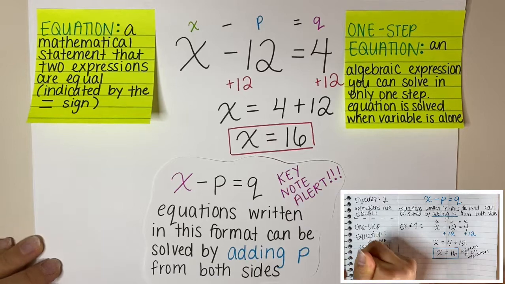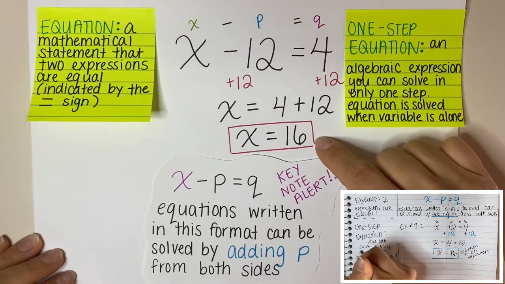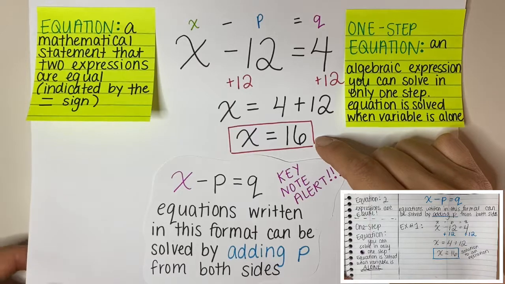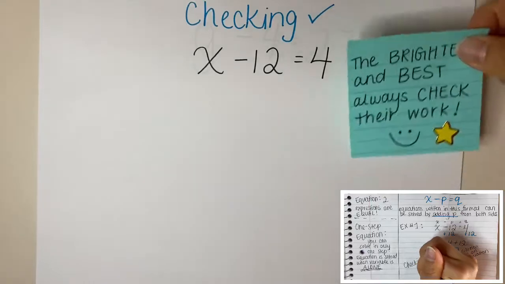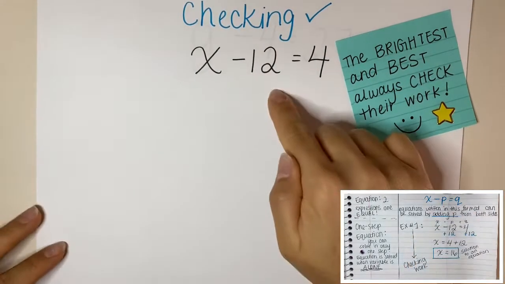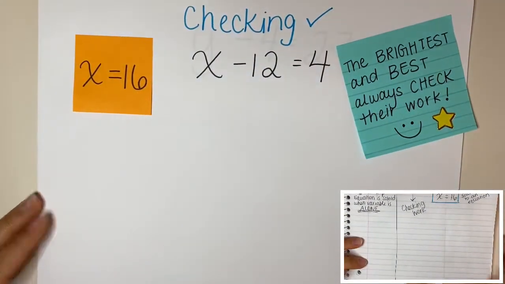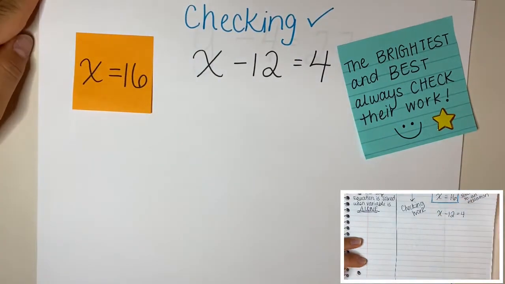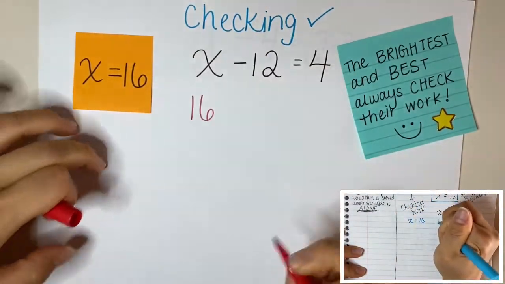Well, solving it is not enough. And again, the brightest and best always check their work. So let's go ahead and check to see if x is equal to 16. Is that truly the solution to our equation? So when we solve this, we said x is equal to 16. That means I can plug in the 16 where I see the x. So let's go ahead and do that. So instead of the x, I'm going to write in the 16 because we said x is equal to 16.